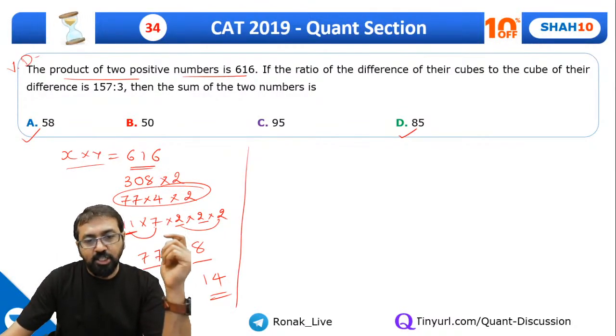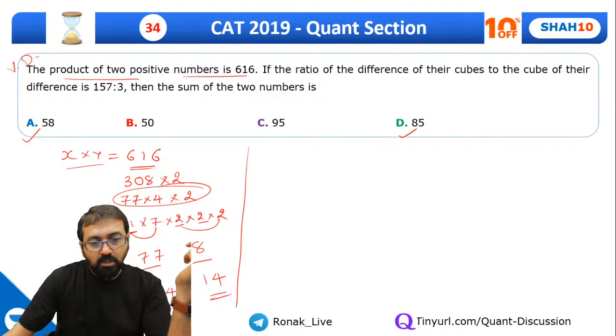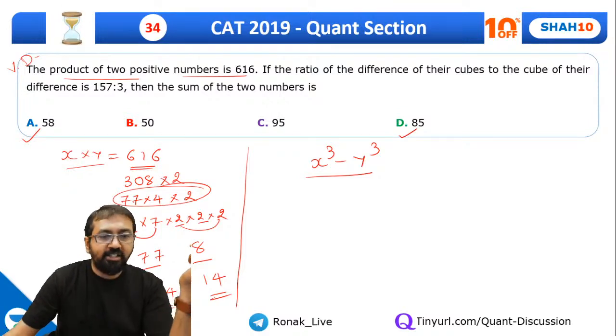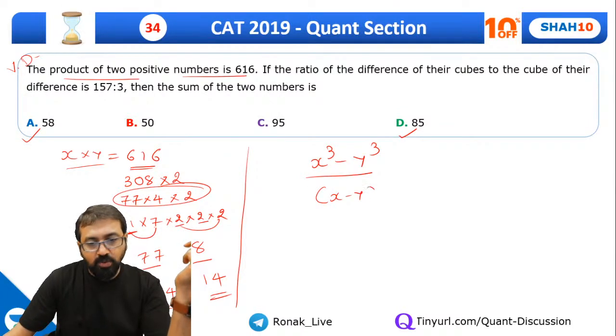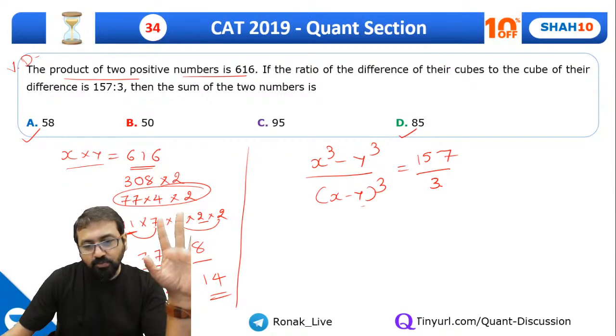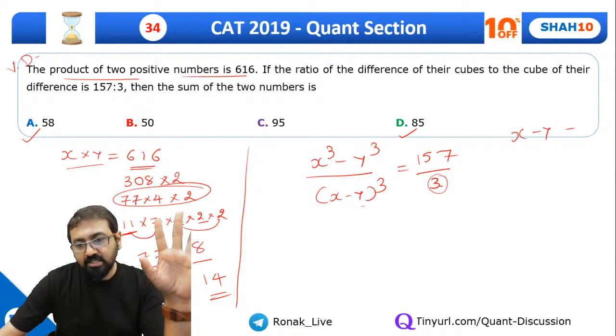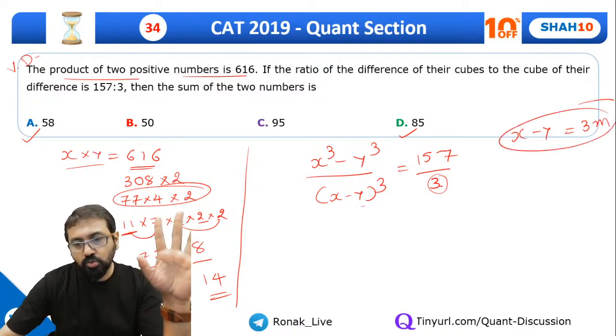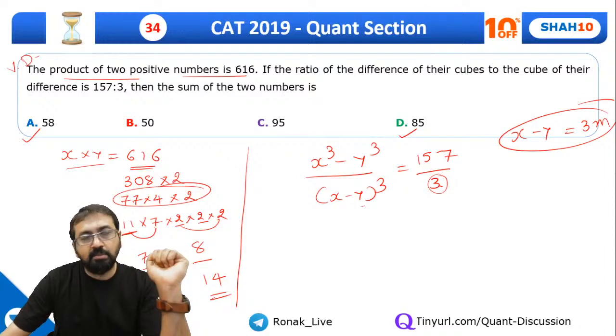Now what is mentioned: the ratio of the difference of their cubes to the cube of their difference, that is (X minus Y) whole cube, is given as 157 by 3. One thing is for sure, that the cube of X minus Y is a multiple of 3. That means X minus Y is a multiple of 3. This is what we know. X minus Y is a multiple of 3.